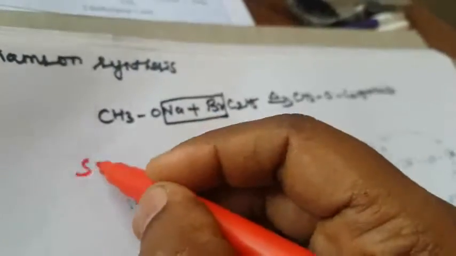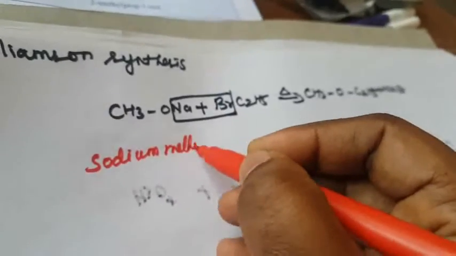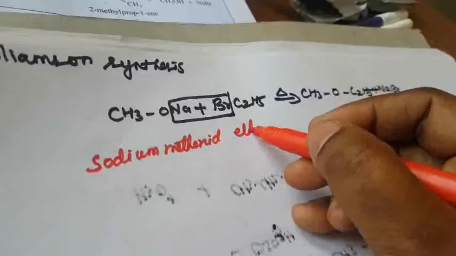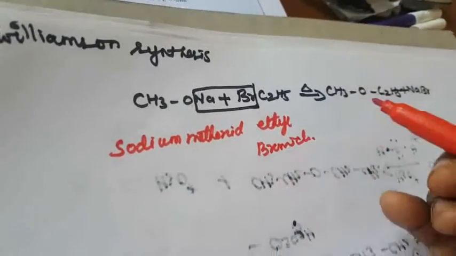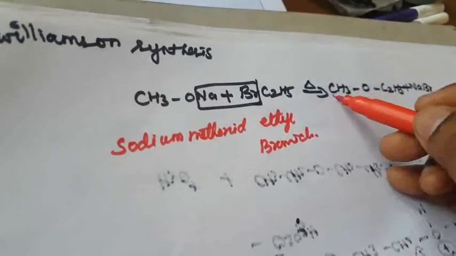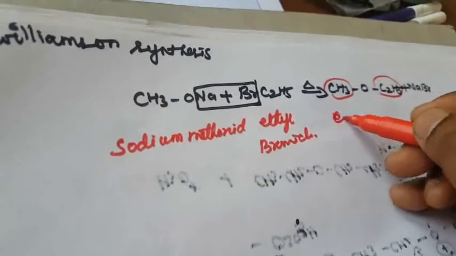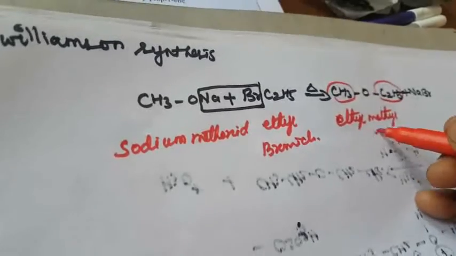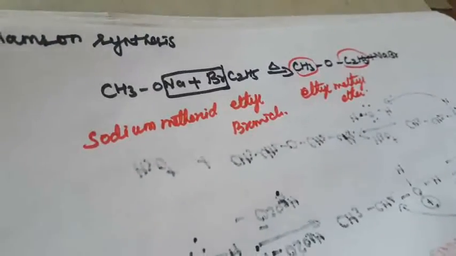So what is this compound name? How to write the name of this compound? This is sodium methoxide. Sodium methoxide. What is this compound name? Ethyl bromide. Ethyl bromide. What is this compound name? This is methyl. This is ethyl. Ethyl methyl ether. Okay, so this is sodium bromide. The same compound. What is this mechanism?